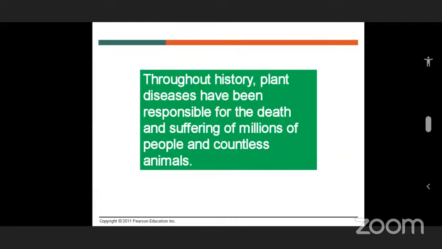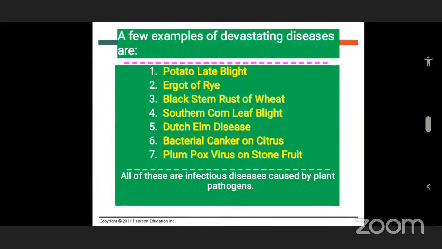Throughout history, plant diseases have been responsible for the death and suffering of millions of people and countless animals. If you take the history of plant diseases, were there epidemic-causing pathogens? Definitely, they have caused numerous epidemics in the history of plant pathology. Now look here, these are some of the examples which caused epidemics all over the world.